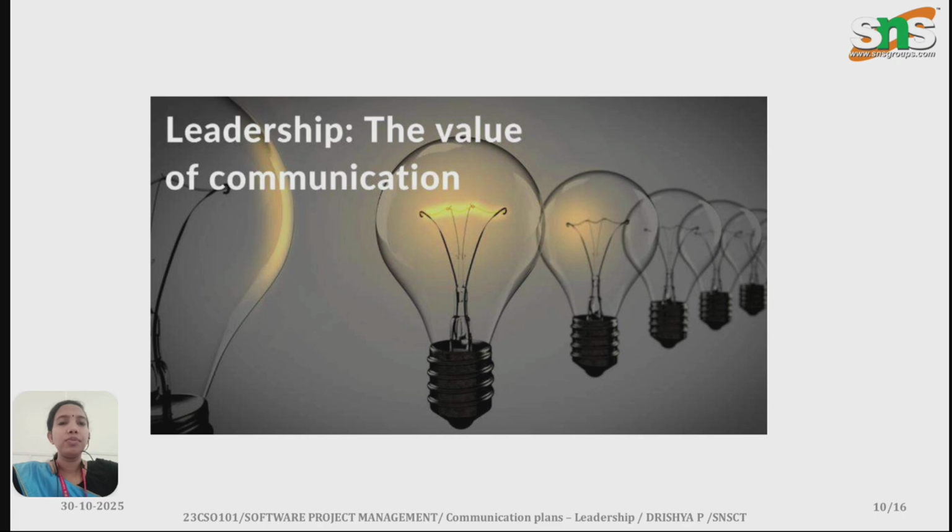Okay, leadership, the value of communication. We already discussed what the communication plan is. It's everything about the connection between team members, the project manager, all the persons who are connected with a project. So leadership is an action, which means the one who collects all the members and moves the project forward, combining all the things. That is leadership.